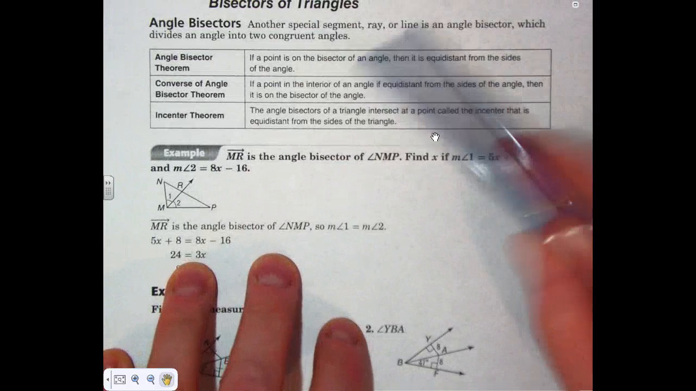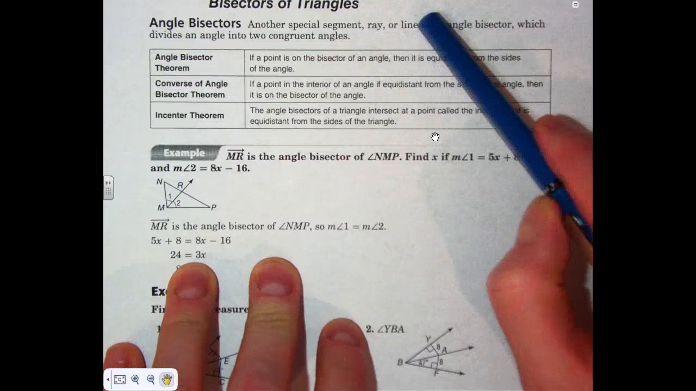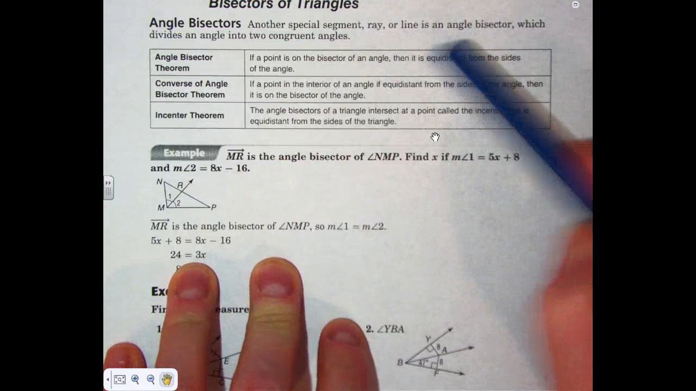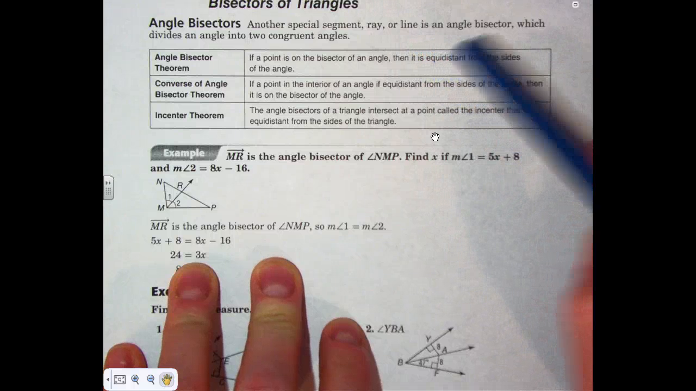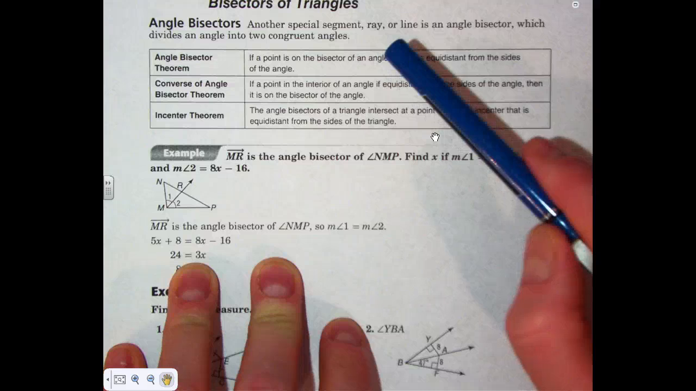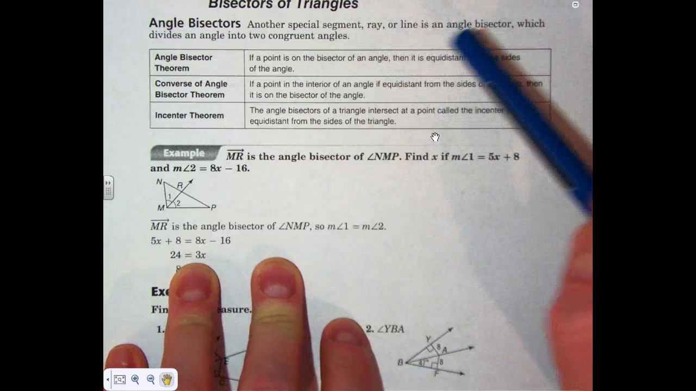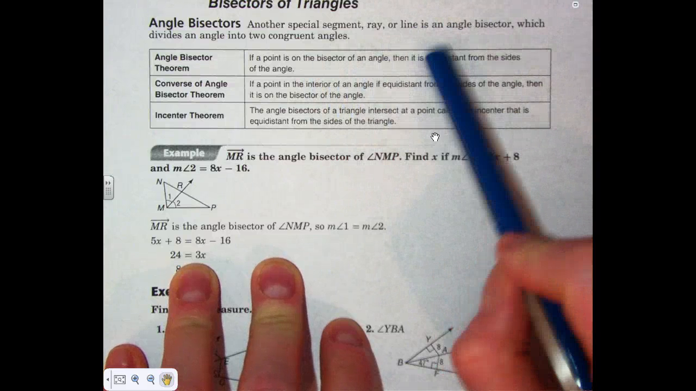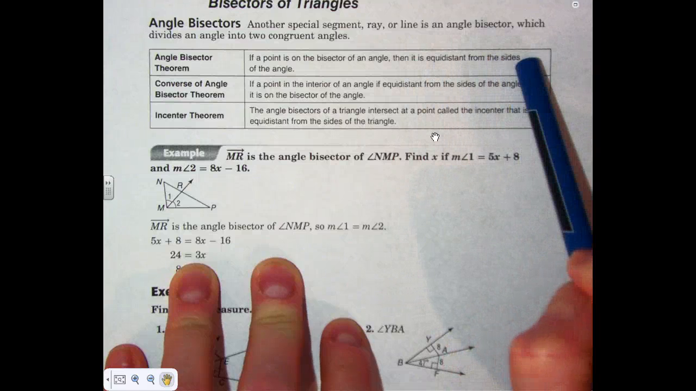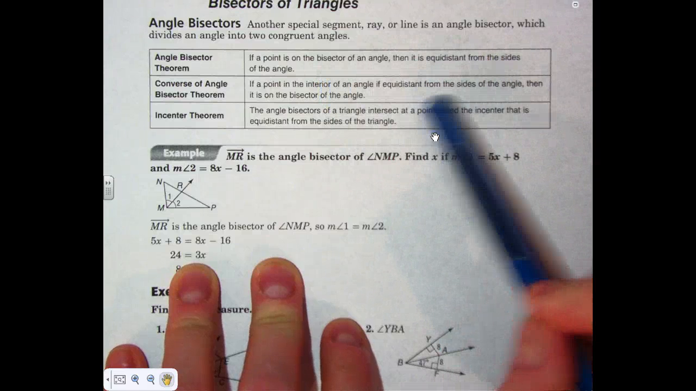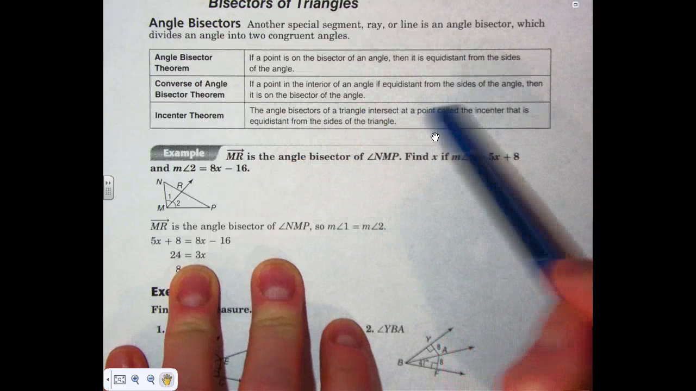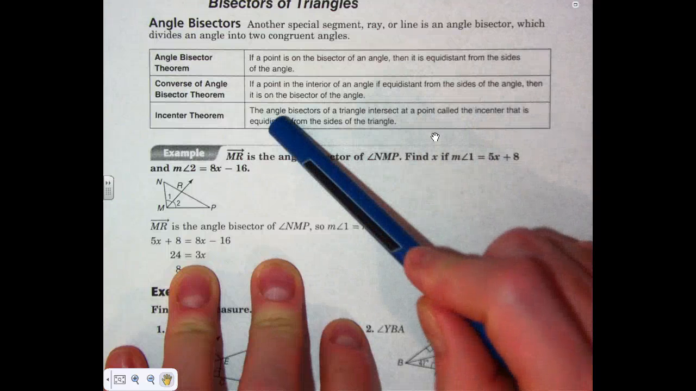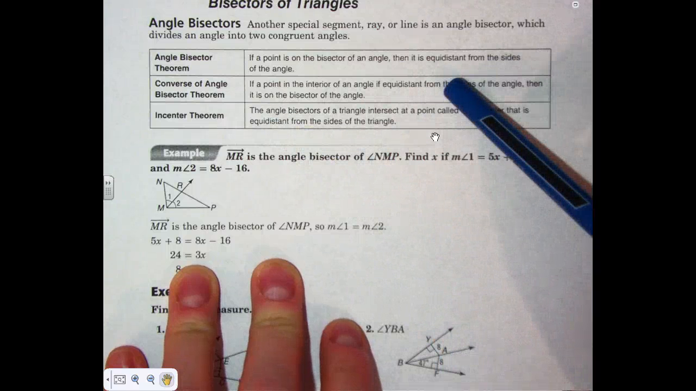Again, I guess kind of run through this real quick. An angle bisector is any special segment, ray, or line that divides an angle into two congruent angles. So the angle bisector theorem says if a point is on the bisector of an angle, then it is equidistant from the sides of the angle. The converse just flips it, and then the incenter theorem says the angle bisectors of a triangle intersect at a point called the incenter that is equidistant from the sides of the triangle.